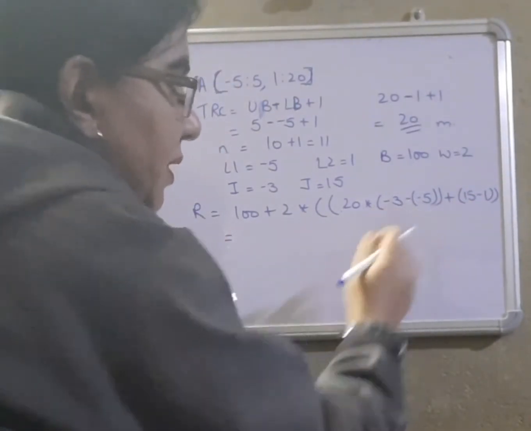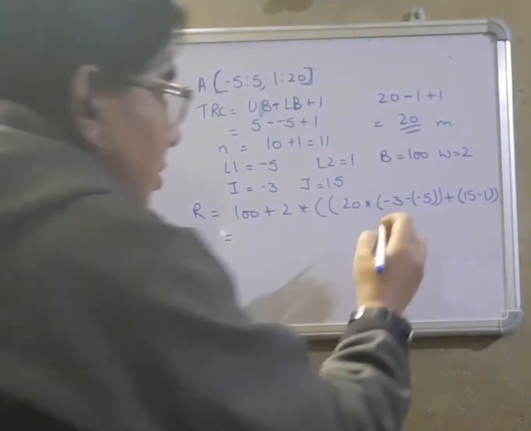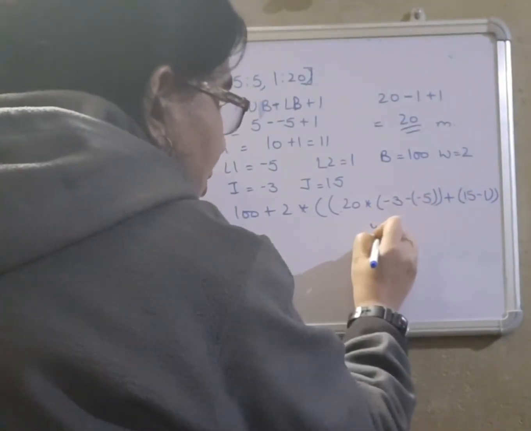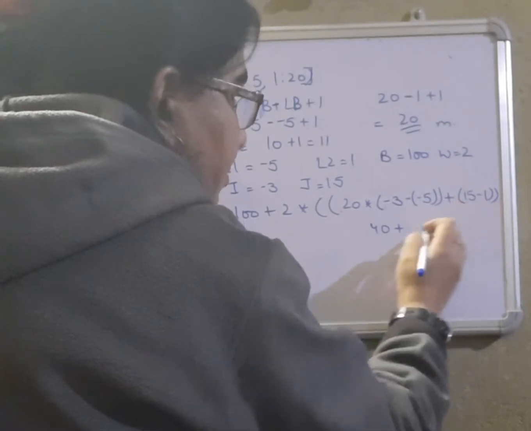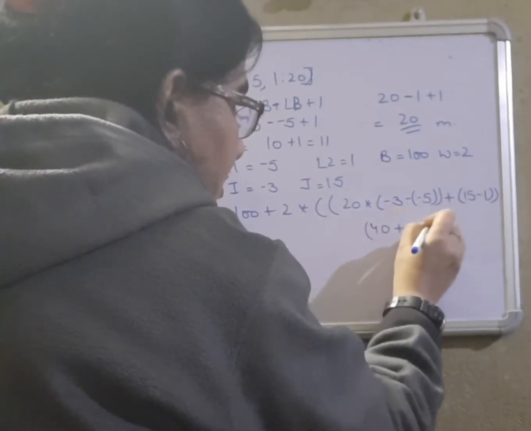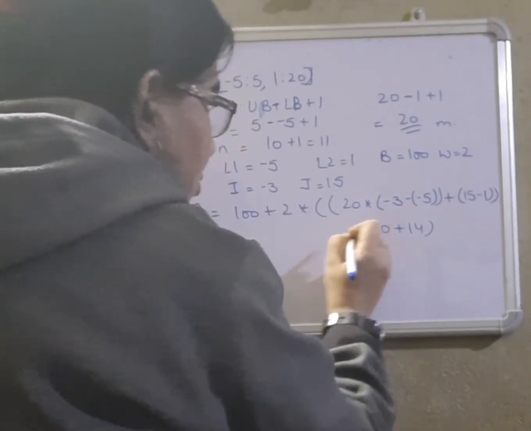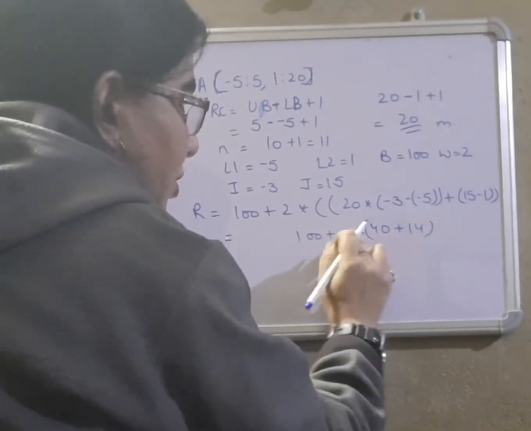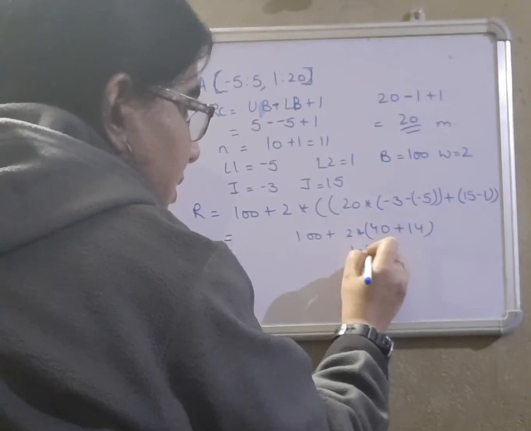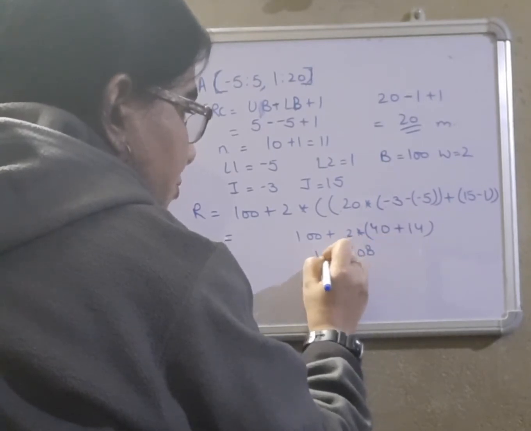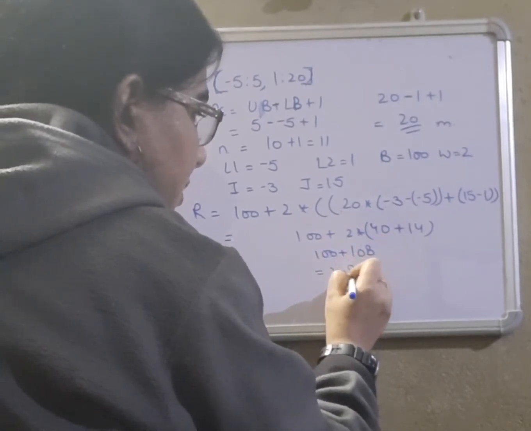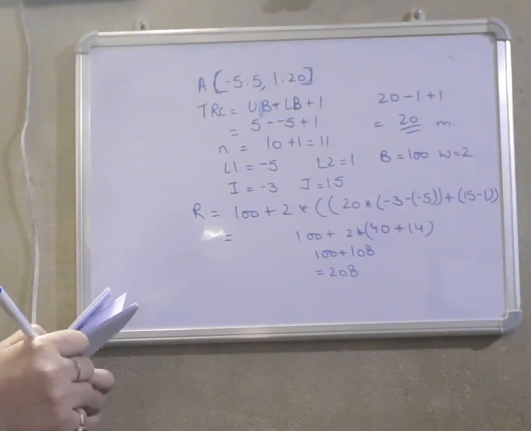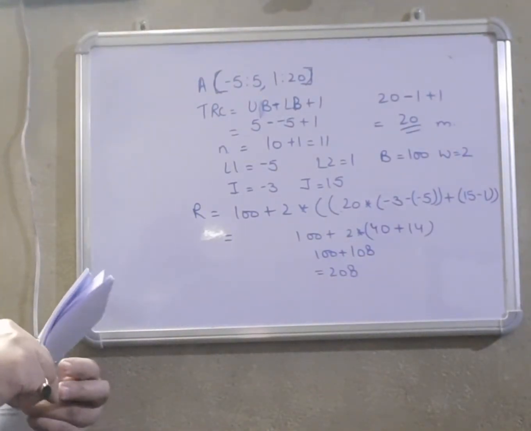So how much is this? Minus 3 plus 5 will become 2. 20 into 2 is 40. 15 minus 1 is 14. 2 into, and this is 100. So this is 54 into 2 is 108 plus 100, which becomes 208. This is your answer. Right?